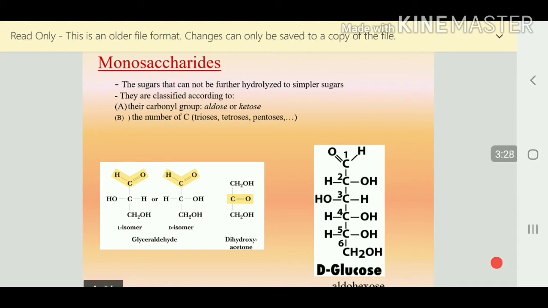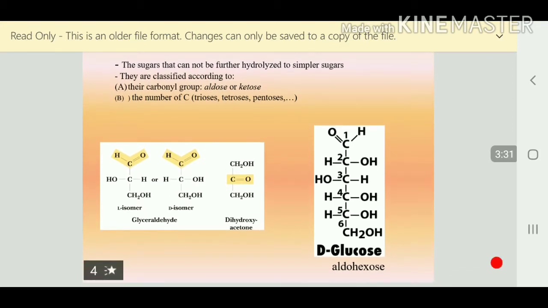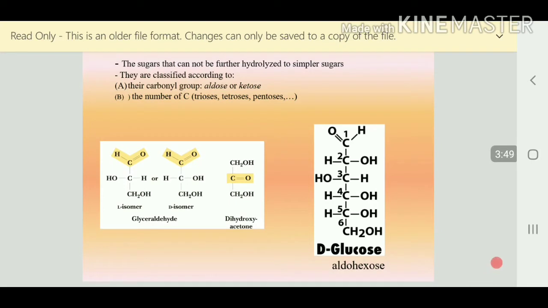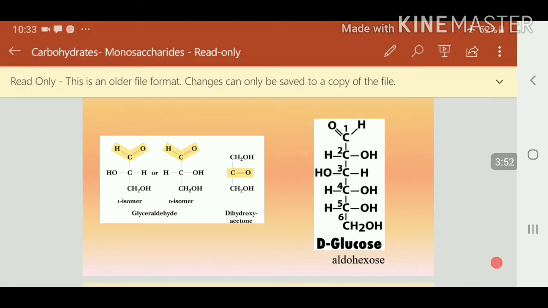So carbohydrates are polyhydroxy aldehydes or ketones. They are classified depending on their carbonyl groups as aldose or ketose. Monosaccharides are also classified on the basis of the number of carbon atoms, like trioses, 3 carbon atoms, tetroses, 4 carbon atoms, pentoses, 5 carbon atoms, and so on. In this slide, you will also notice that there is an L isomer and a D isomer of glyceraldehyde. Glyceraldehyde is taken as the reference compound to compare with other molecules to decide whether it is the L isomer or D isomer.